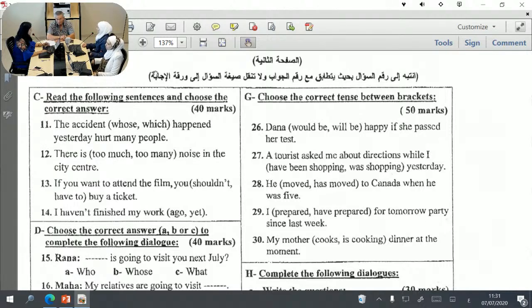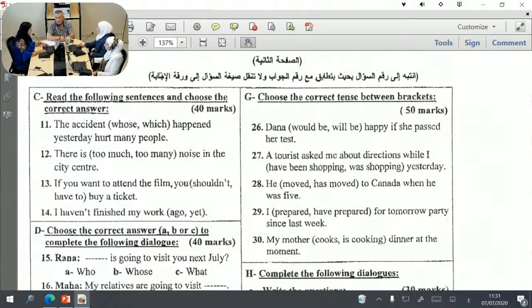So the student chooses which, and writes it next to its number on the answer sheet. Number 12, again, they need to choose between too much and too many. We mentioned that too many is for countable nouns, too much for uncountable nouns. Noise is uncountable. How can we know that it's uncountable? The verb is singular and says that it is uncountable, so it is too much.